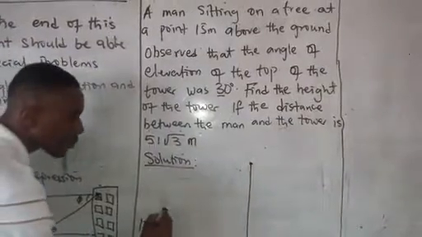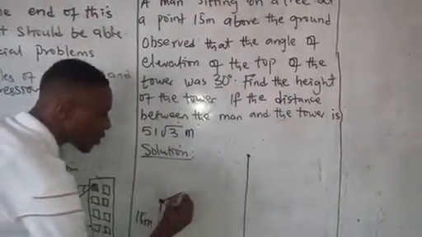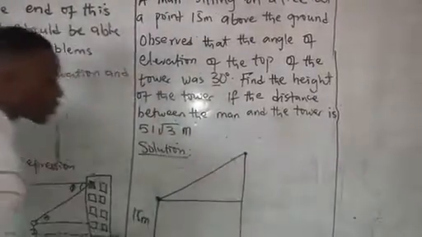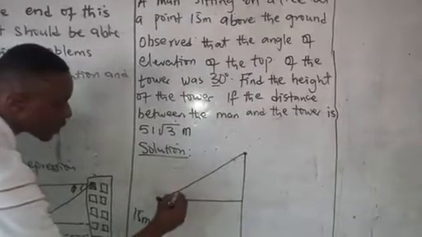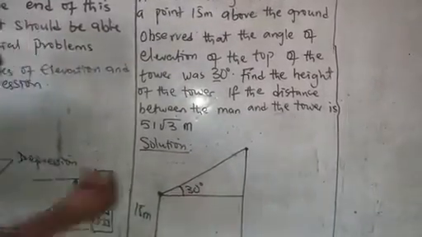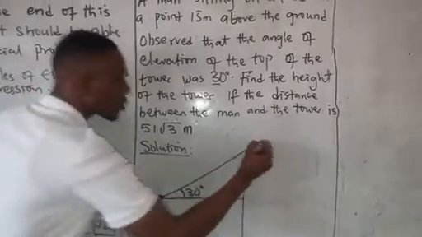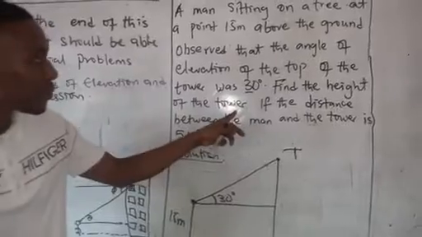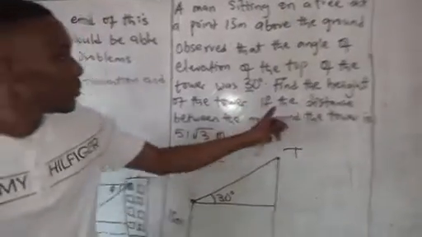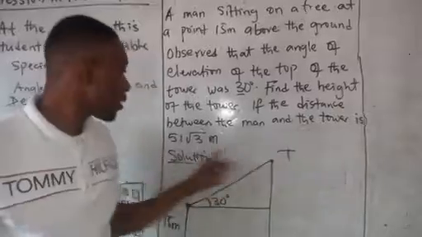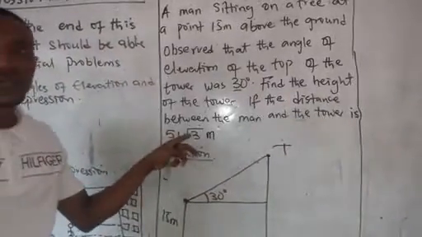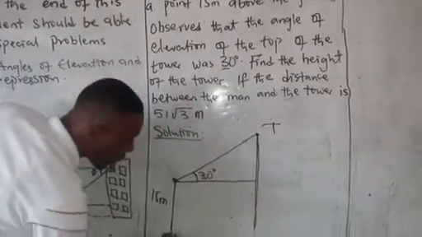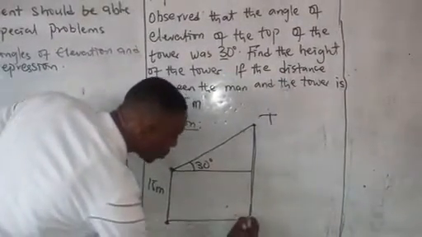So the man here, I told you that angle of elevation is up. And this is the normal line of sight of the man. So the man observed with this angle, 30 degrees. So let's put here the tower. Find the height of the tower if the distance between the man and the tower is 51√3 meters. So this is the tower, and the tower and the tree are on the same horizontal level.